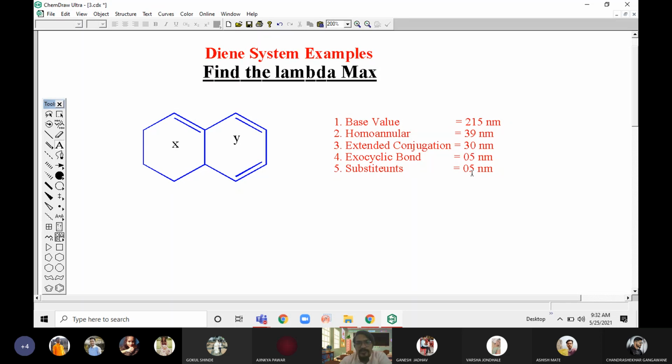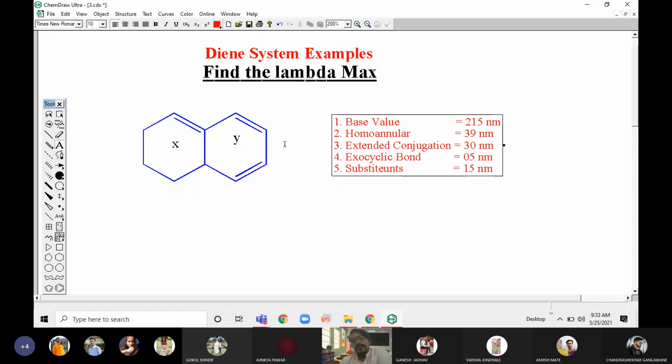Okay, and for substituents, what I have to do is choose this ring system. I will go for this carbon first. There is one substituent present here. There is no substituent here, no substituent here. On this carbon again there is one substituent. Even though this is present on this first carbon, this can be counted as a 2. Second time this is also a substituent and last is this substituent. So total there are 3 substituents. That means I have to add 15 nanometers.